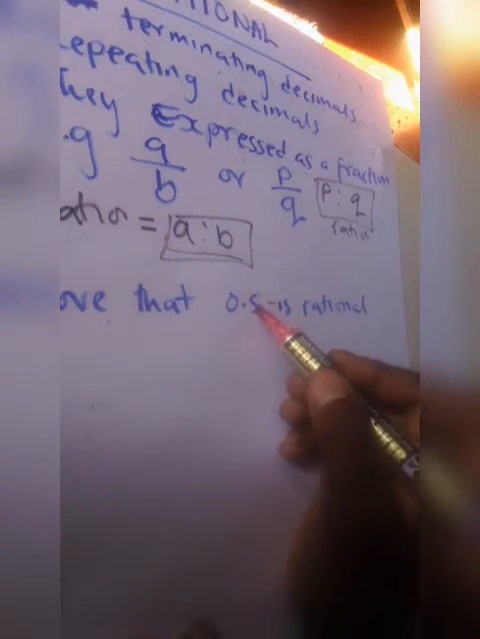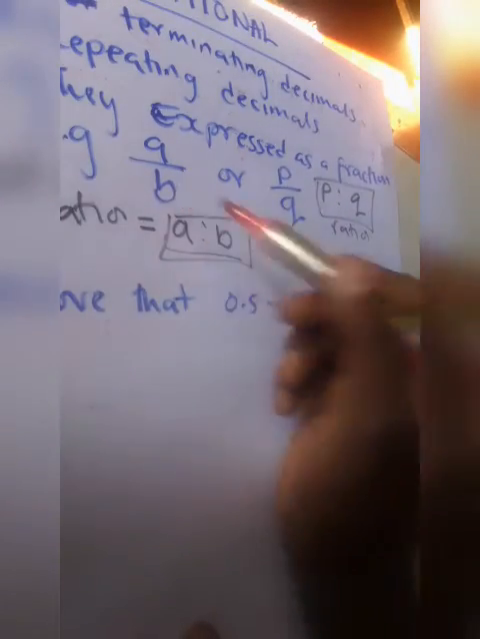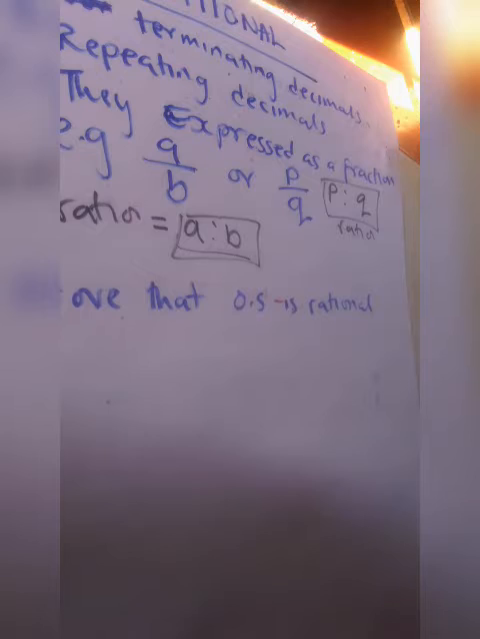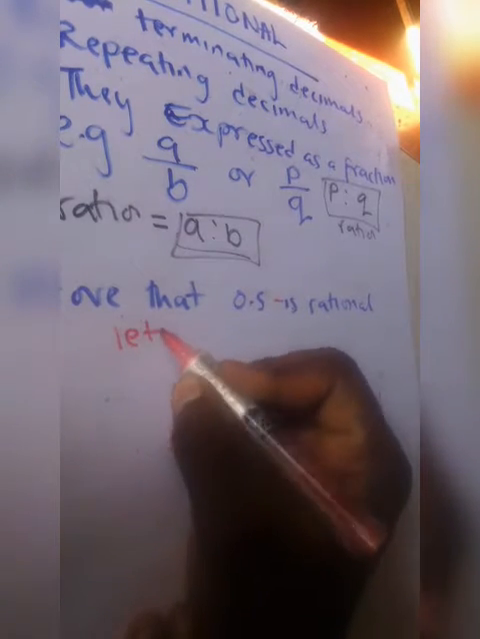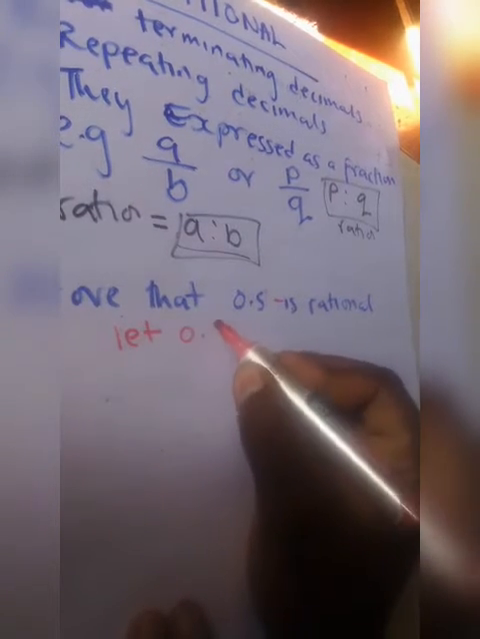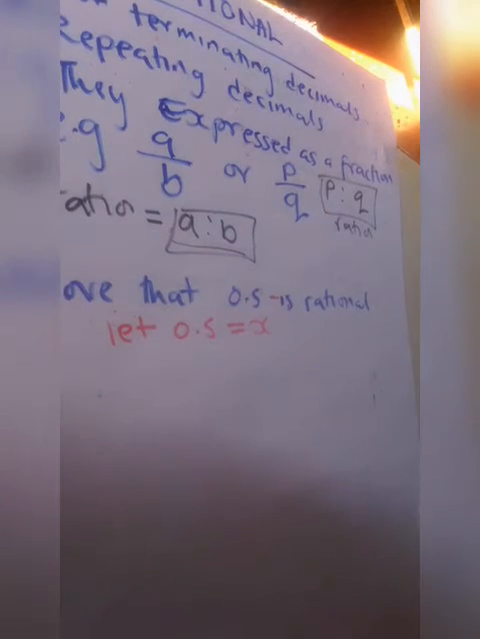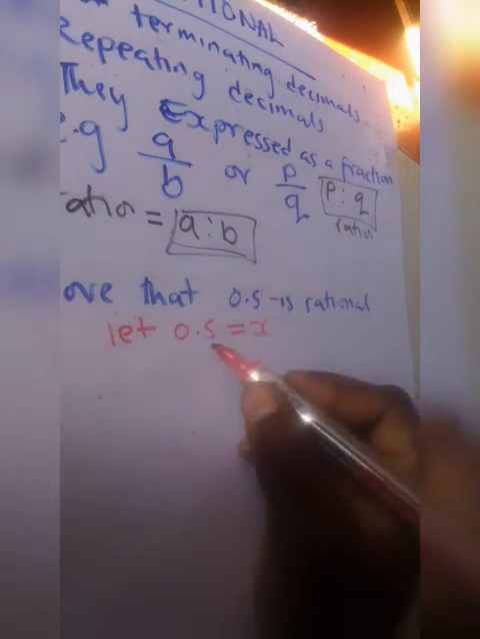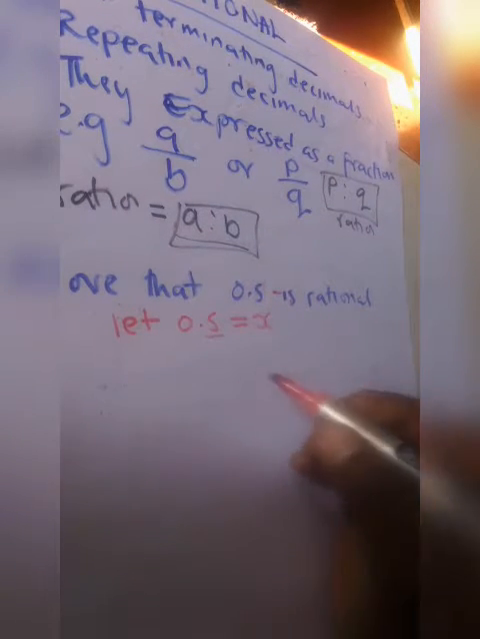Try to put this number in form of a over b, which means try to put this in a fraction form. How do you do that? Do this. Let 0.5 be equal to x. Then count the number of decimal places. So in this case, you've got one decimal.